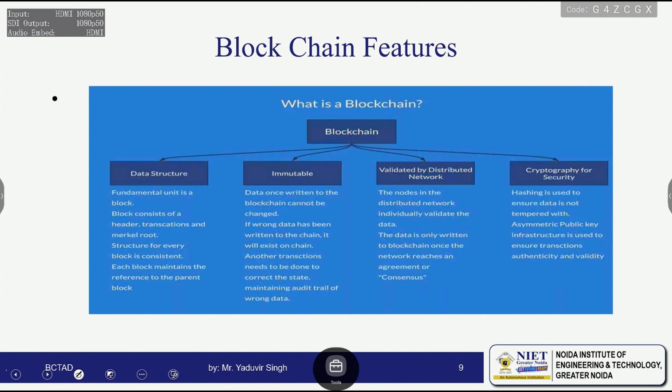The third characteristic is cryptography, and the fourth characteristic is validation by a distributed network, or consensus. I am not saying that these are the only features, but these are the features. You can have security features included in it too. We will study the features in detail in subsequent lectures, because this is not the end of the blockchain features. We will continue to explore them till you get to the end of this syllabus.